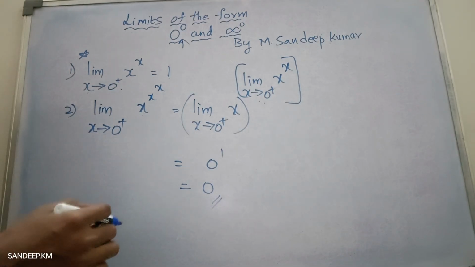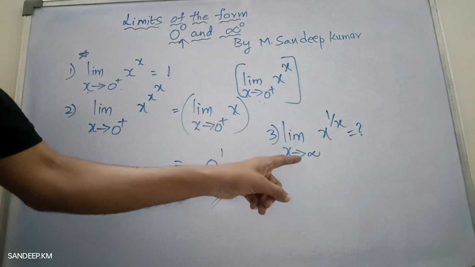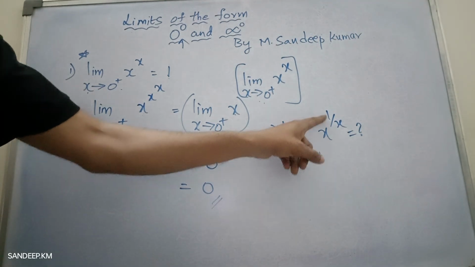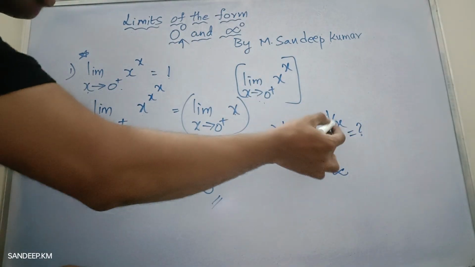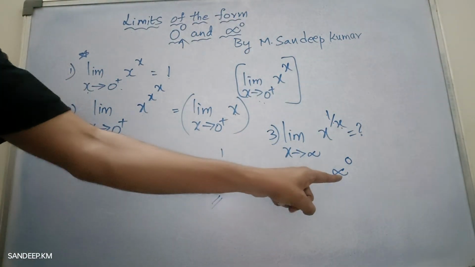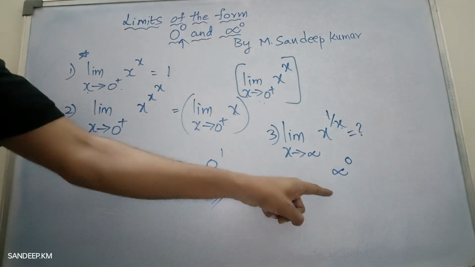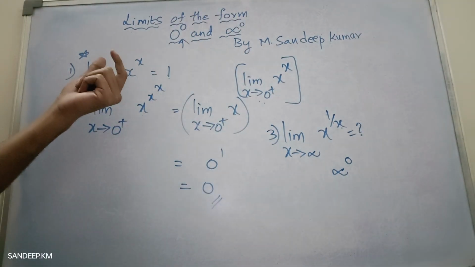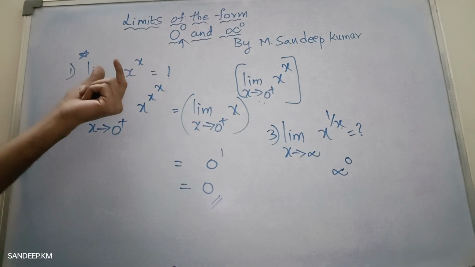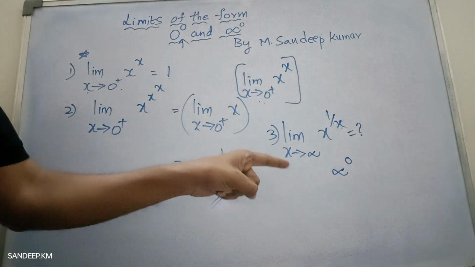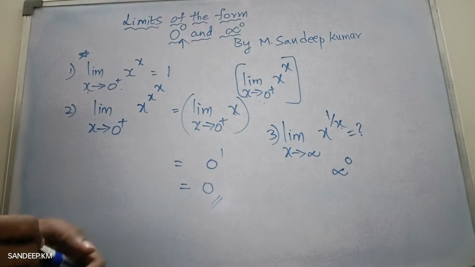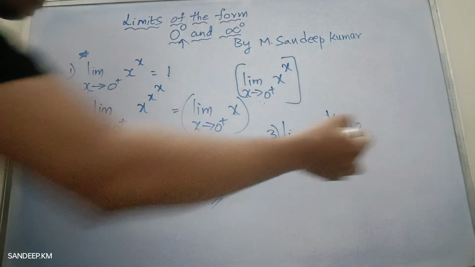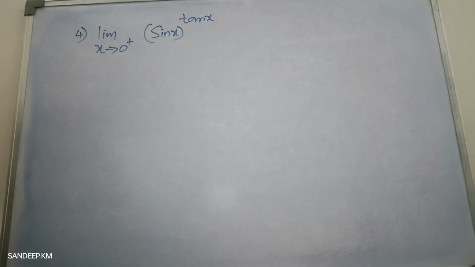Can you try this third question? Limit x approaches infinity, x power 1 by x. If you directly substitute, the base is infinity and the power is 1 by infinity, which is 0. So it is taking the infinity power 0 form. Follow the same method which I used to solve the first question. Let this be y, apply log on both sides and follow it. You will get the answer certainly. Try this and let me know the answer in the comment section. We will go with the next question.